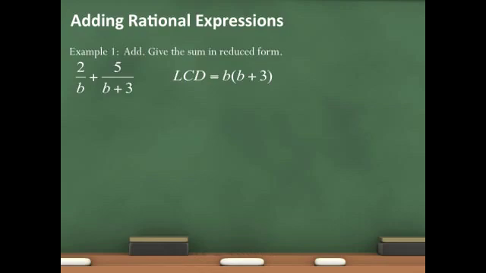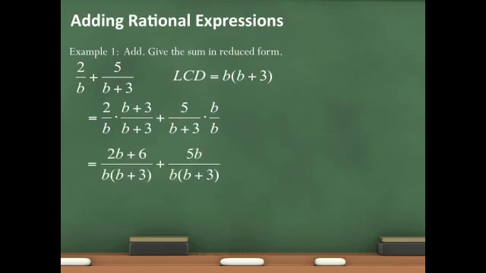Rewrite each fraction so that it contains the LCD. In the first fraction, 2 over b, the factor b plus 3 is missing from the denominator. Multiply by b plus 3 over b plus 3. The second fraction, 5 over b plus 3, is missing the b factor. Multiply it by b over b.